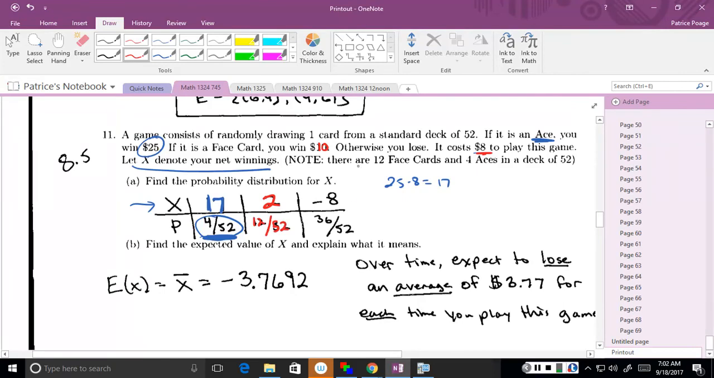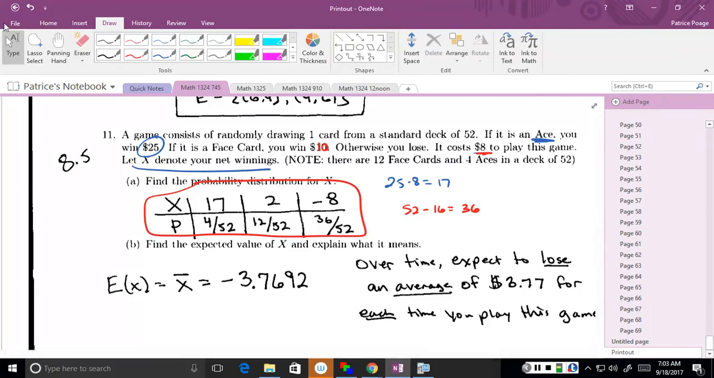It says for everything else you lose, so we'll lose $8, and we're missing this one. So right now these 2 add up to 16 out of 52. So if I do 52 minus 16, that means there's 36 cards left unaccounted for. So the probability I don't get an ace or a face card is going to be 36 out of 52. So it says, what is the probability distribution? This is my answer. It is a table of numbers.